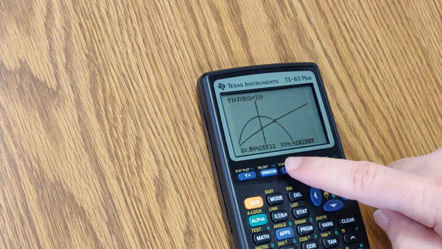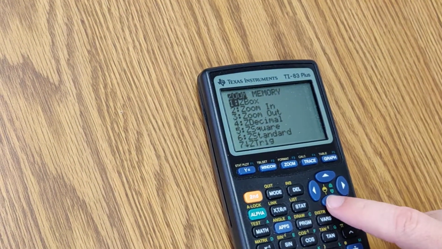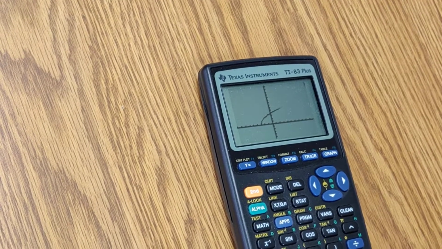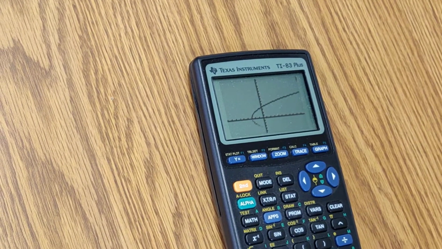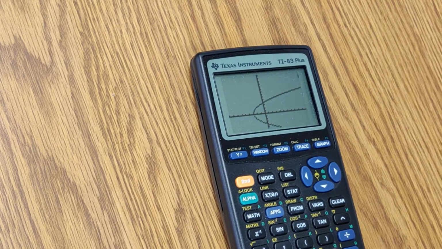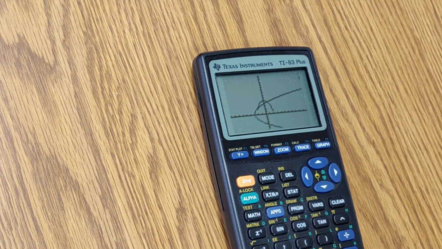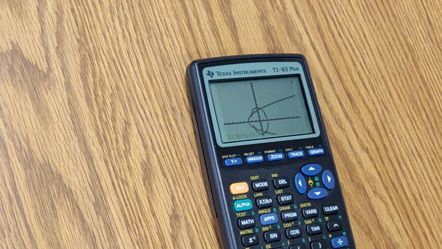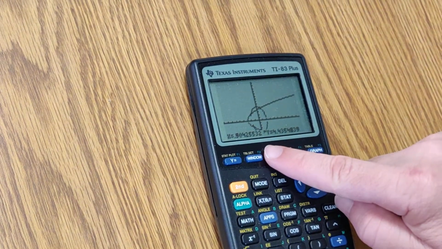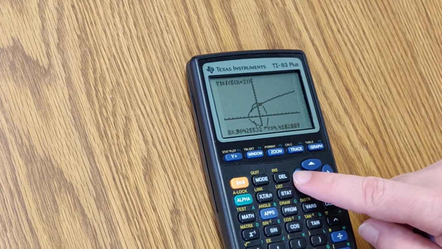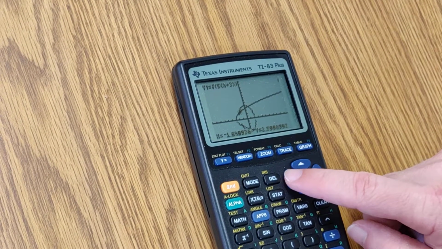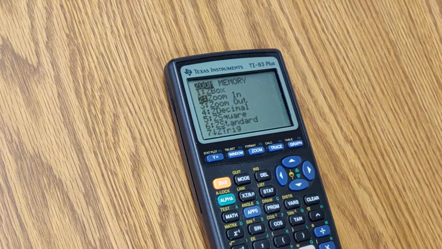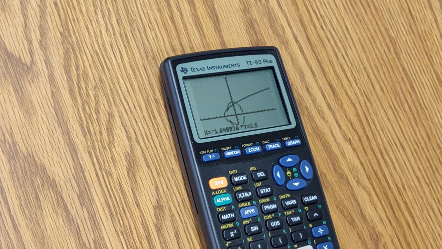You can do one of two things. Just go to zoom and zoom out. That's one thing that you could do. A second thing that you can do is just go to the window and set the window back to the original settings. So, trace. Notice that we're going to another point of intersection. Zoom in, press enter.